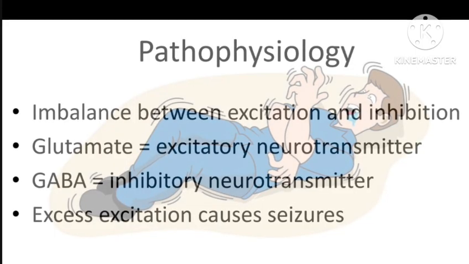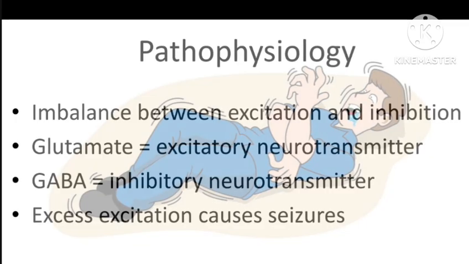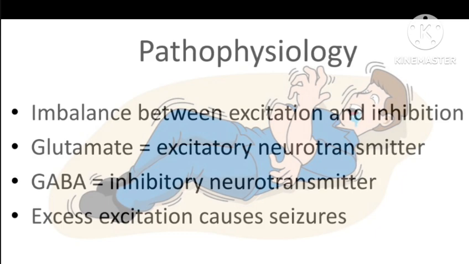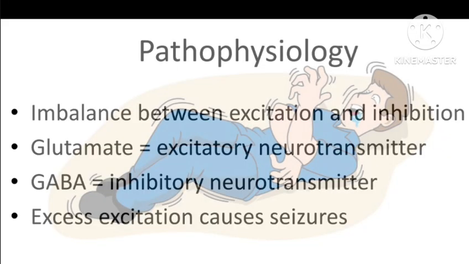Then seizures occur. So anti-epileptic drugs mainly work by increasing inhibition, decreasing excitation, and blocking abnormal electrical firing. This is the foundation of the entire chapter. So, if students understand this concept, the entire topic becomes easy.